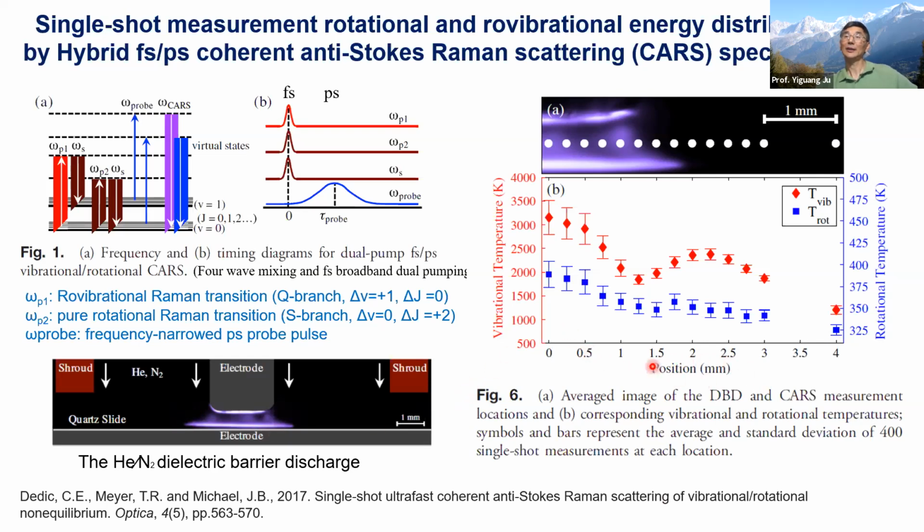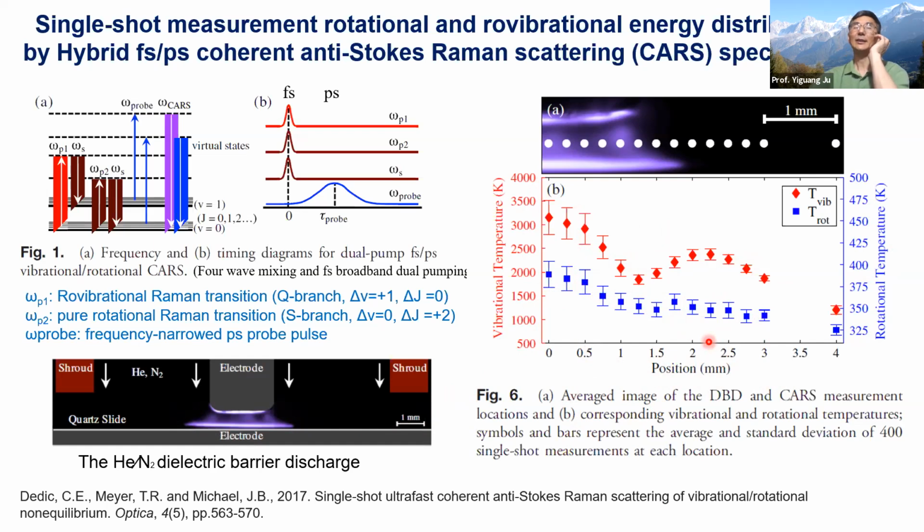You can see that they measure depending on the position, and you can measure the vibrational temperature, which is here, the red one, and the rotational temperature along the function of distance. So this gives you a good understanding that the vibrational temperature is several thousand degrees compared to the rotational temperature, which is around several hundred degrees. So it's a very strong non-equilibrium in DBD plasma.